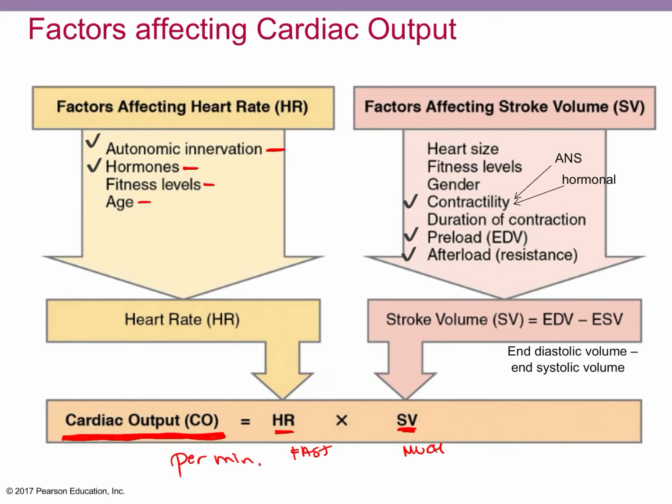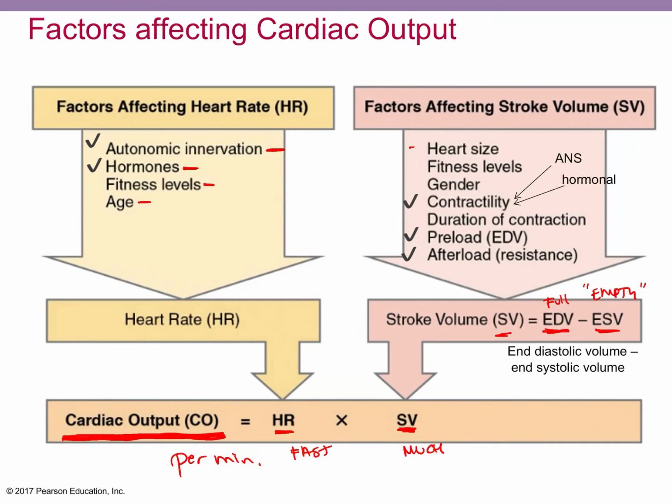So those are variables. Looking at the stroke volume side, remember, the stroke volume is the amount that leaves the ventricle. So it is the end diastolic volume, which is the fullest that your ventricle can get, minus the end systolic volume. I'm going to put empty in quotes because it's not really empty. There's some blood left over, right? So whatever leaves the heart, that's your stroke volume.